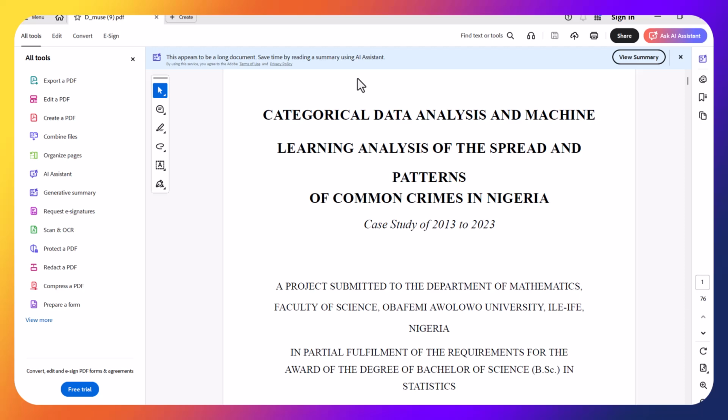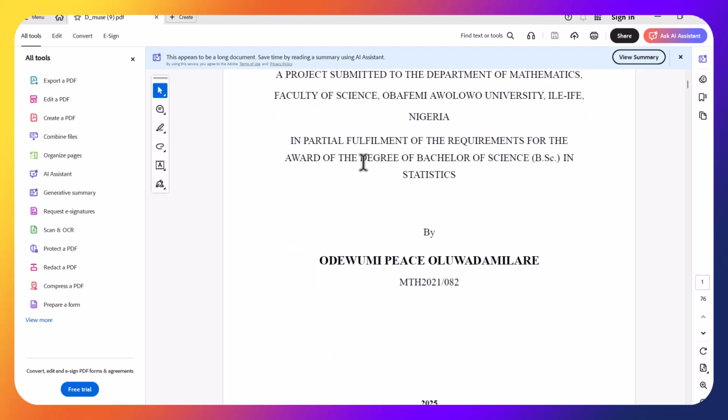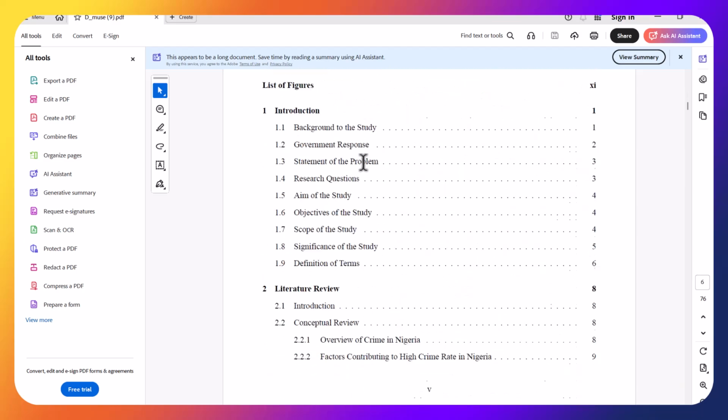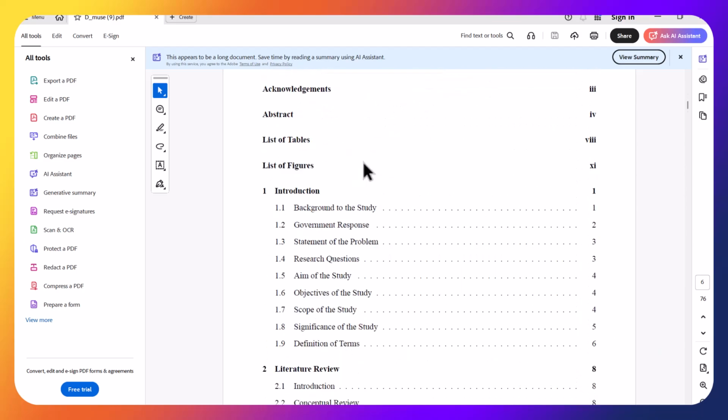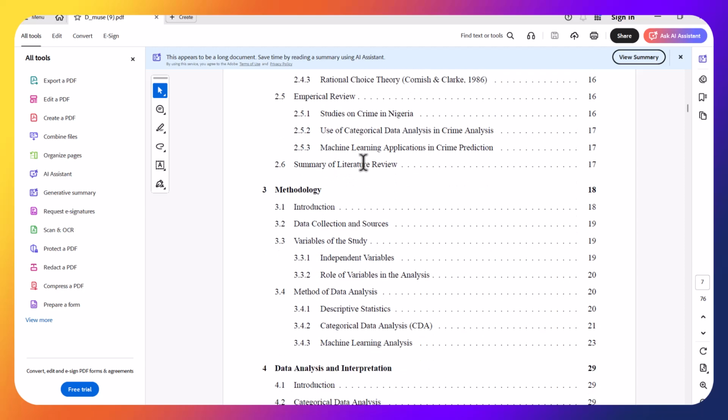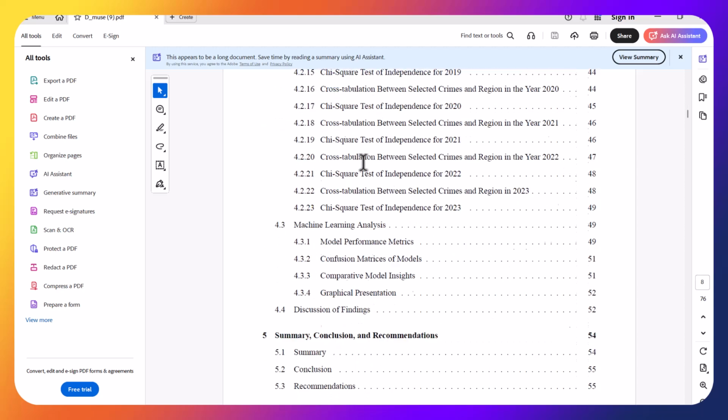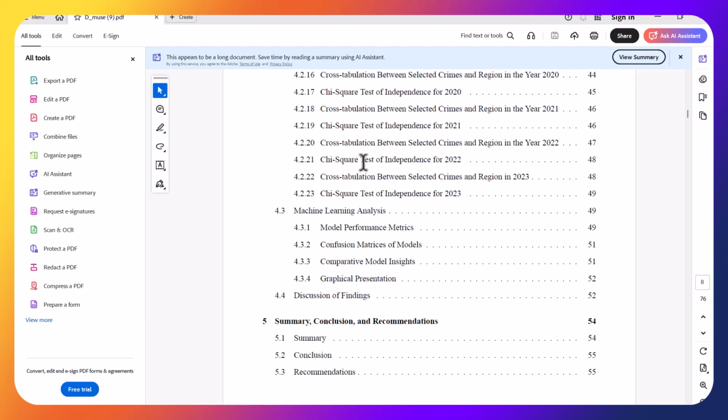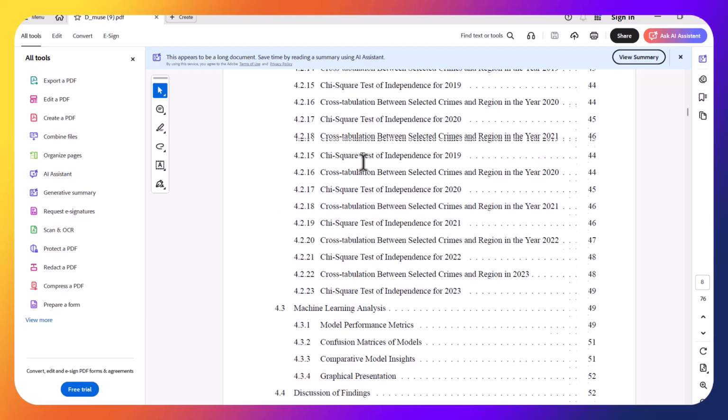My name is Stanley, and I'll be walking us through how to write a project, starting with the project topic, the table of contents, the introduction section, the literature review, the methodology, the data analysis and preparation stuff, as well as the conclusion, summary, and recommendation.